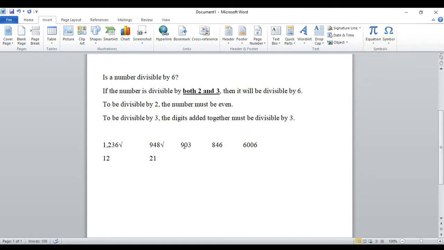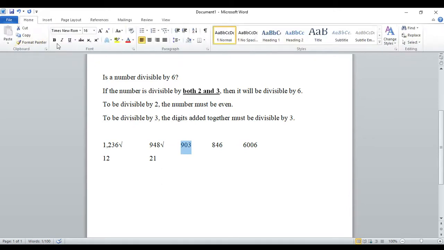So let's try 903. Is it divisible by 2? Let's look at it. Oh, it's odd. Bam, you're out of here. We don't have to go any further. It didn't even pass the first test.